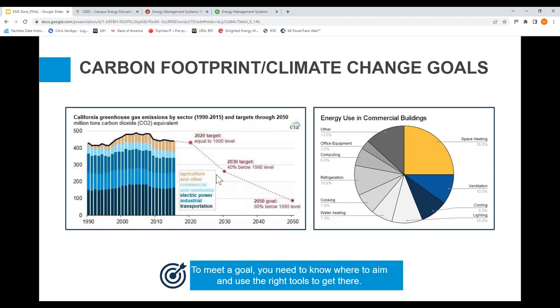Okay, so another key driver for a business case for an EMS is climate change goals, right? I happen to be showing you California, but I'm sure that Seattle and Washington have targets as well. The one on the left-hand side is our greenhouse gas emissions. California is trying, if you look at that red line, by 2050, to be 80% below its 1990 level. So that's a pretty aggressive goal. That line's pretty dramatic.